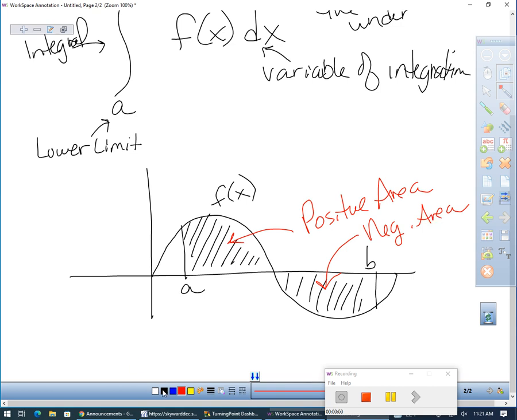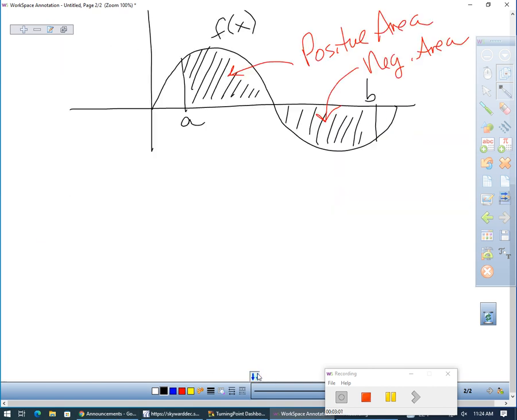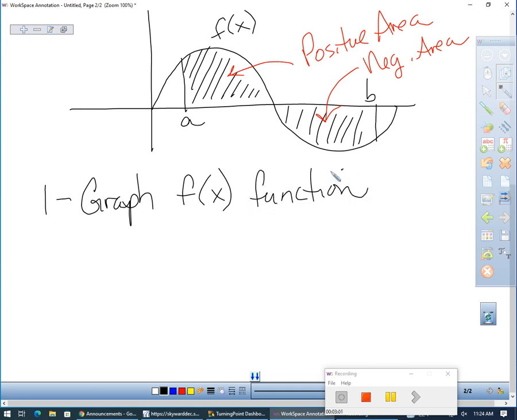All right, so what we're going to do today, the only thing we have to do today, is we are going to start by, 1, I want you to graph the f of x function that's in the integral. Whatever function is behind that symbol, you're going to graph it. Then 2, I want you to draw vertical lines at A and B. We know what those are, right? The lower and upper bounds. Just like I did on here, I drew a line at A and a line at B.